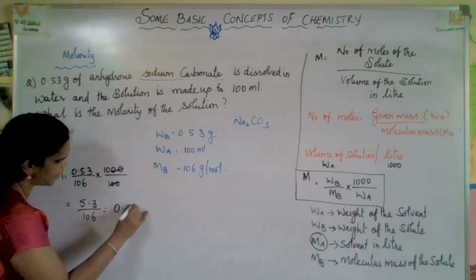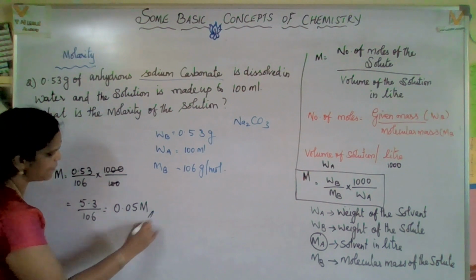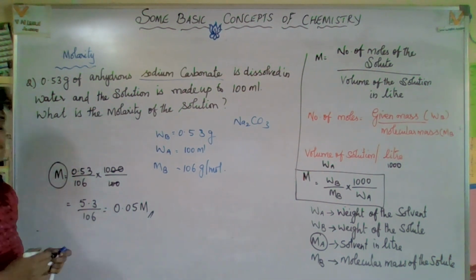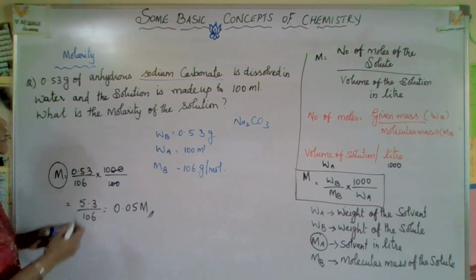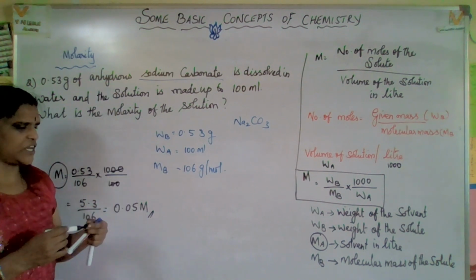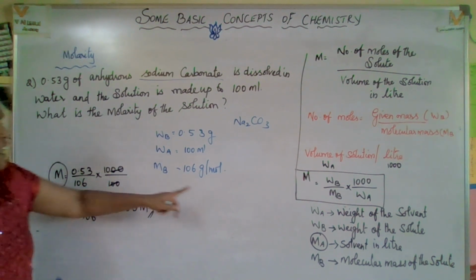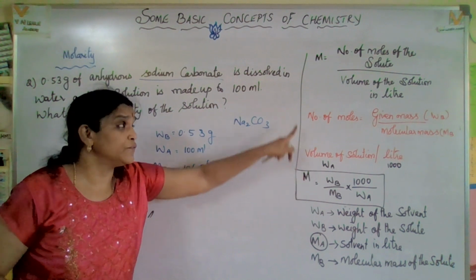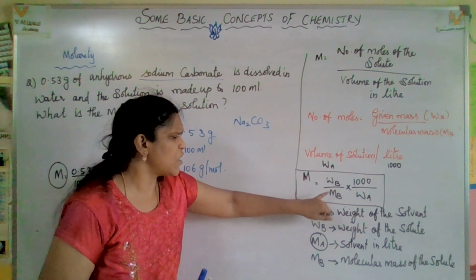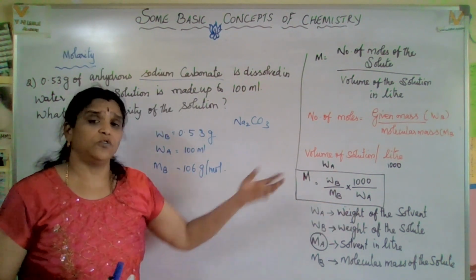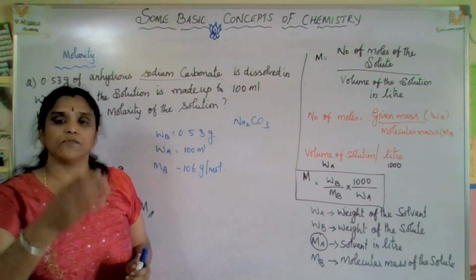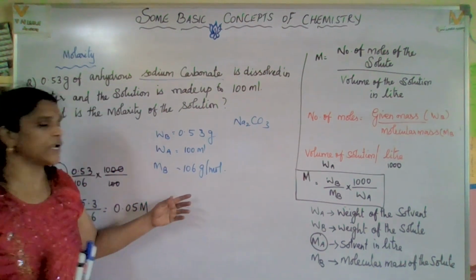0.05 M, capital M. I just provide that unit. Why? Because it is a molarity concept. So according to that, you have to provide the unit. This is a very simple and easy question. See, this is the main backbone of the formula of this concept. Suppose they are asking for this one or this one, whichever, you know that backbone of that formula, and from that you can solve it by rearranging. I hope you got a clear idea.